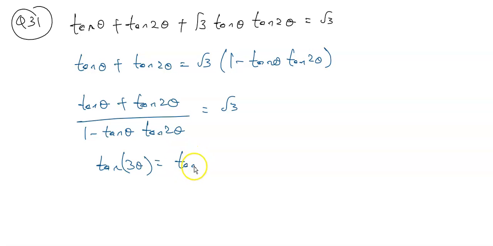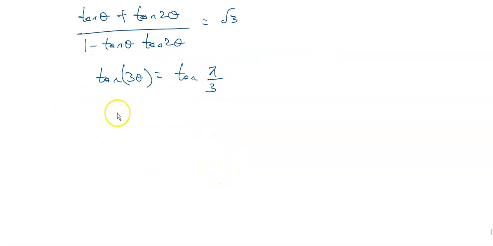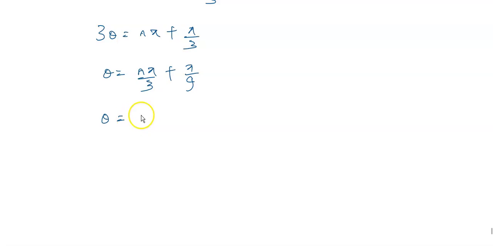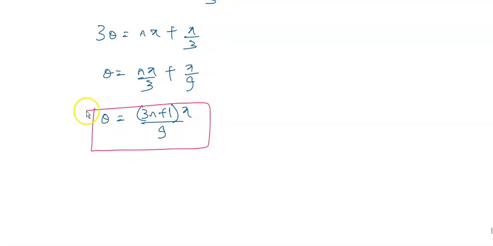Root 3 can be written as tan of pi by 3, that is 60 degree. So यहाँ से solution आ जाएगा 3 theta is equals to n pi plus alpha, which is pi by 3. So theta is equals to n pi by 3 plus pi by 9. तो इसको जनरलाइज फॉर्म में एलसीएम ले लिया 9. दिस इज 3n plus 1 into pi. तो दिस शुड बी द आंसर.